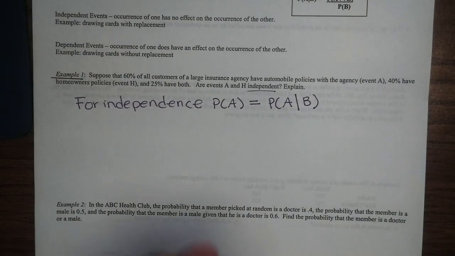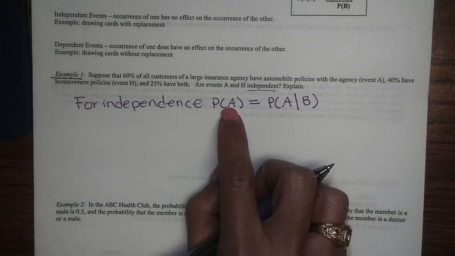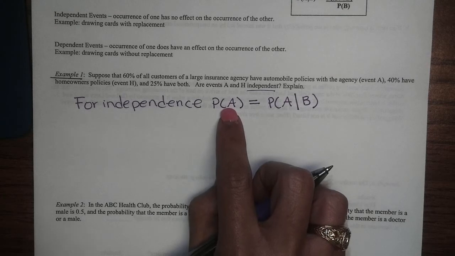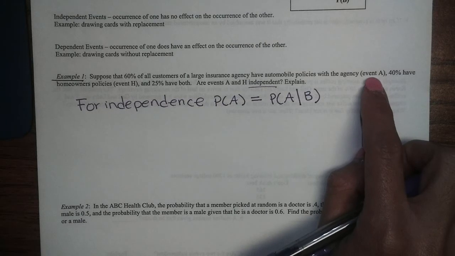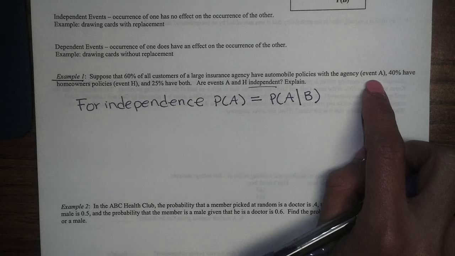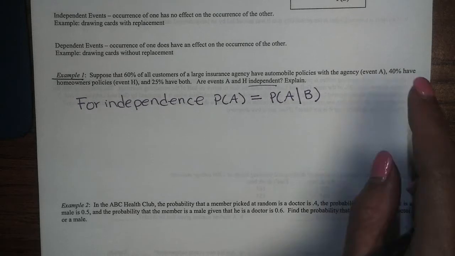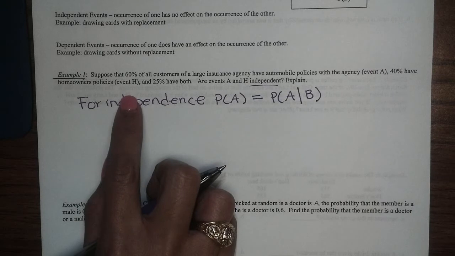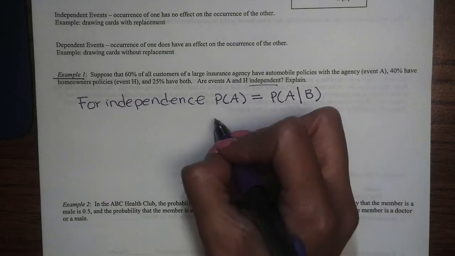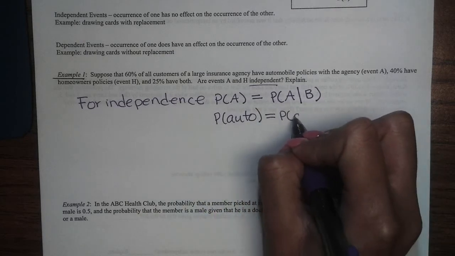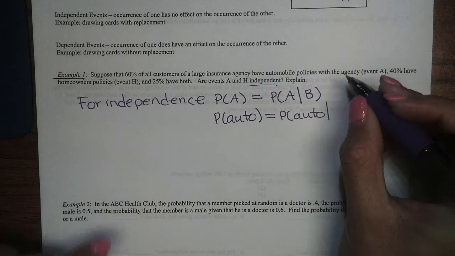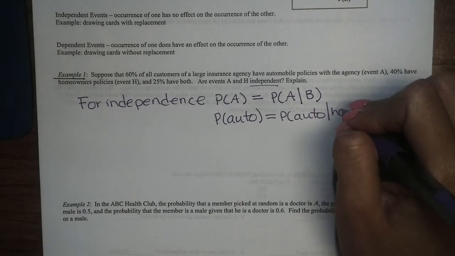So, for this specific example, I guess let's try it. The probability of A can be any event you choose. Let's just use event A here that says event A will be the automobile policies, and they're using event H as home policy. So let's start with the probability of auto has to equal the probability of auto given the home policies.